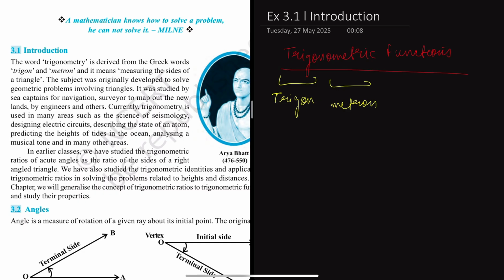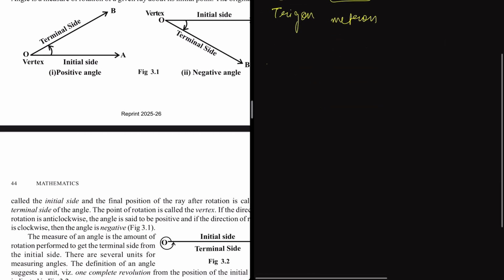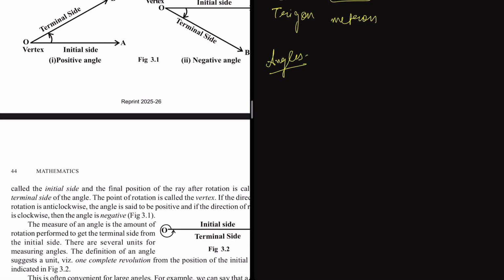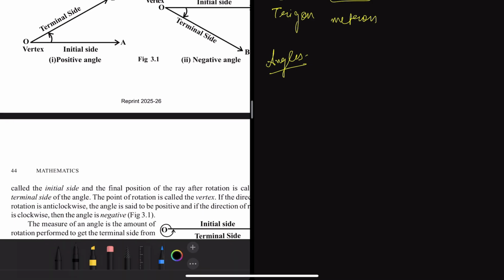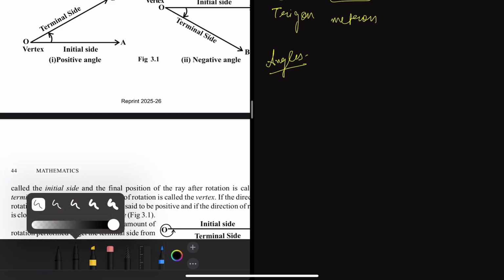Moving on, we'll directly move on to angles. This is a very basic concept, so I'll not spend too much time on it because you already know what an angle is. We'll just cover some basic terminologies. An angle is a measure of rotation of any given ray about its initial point.